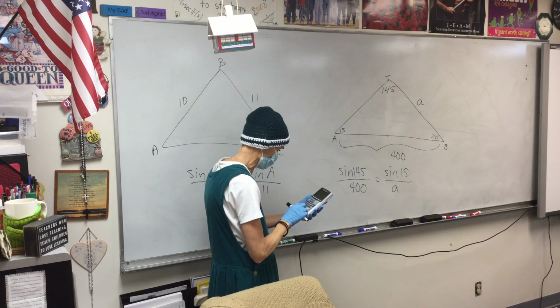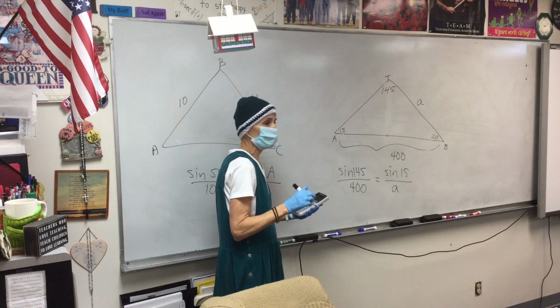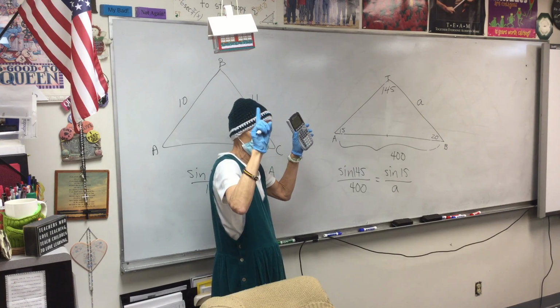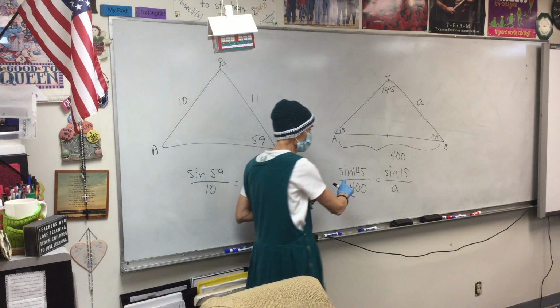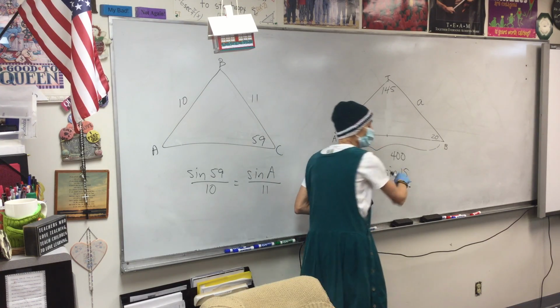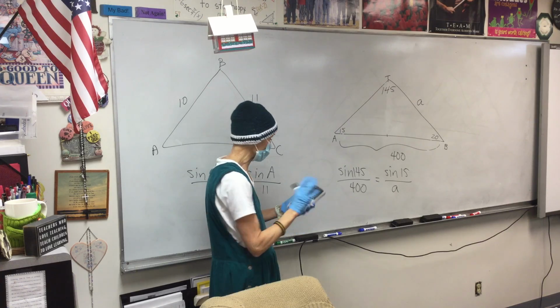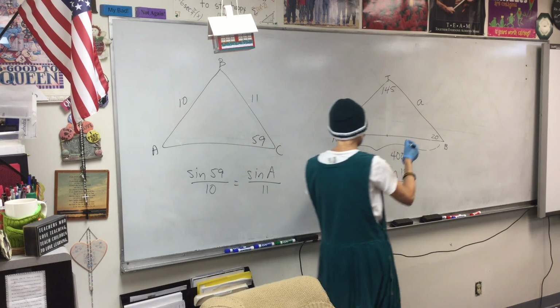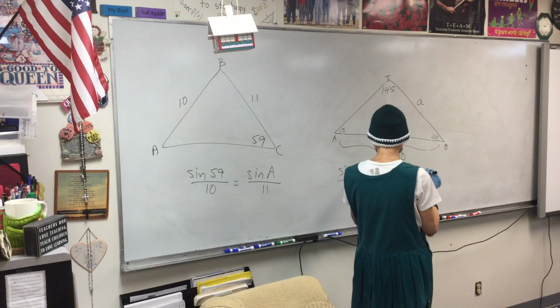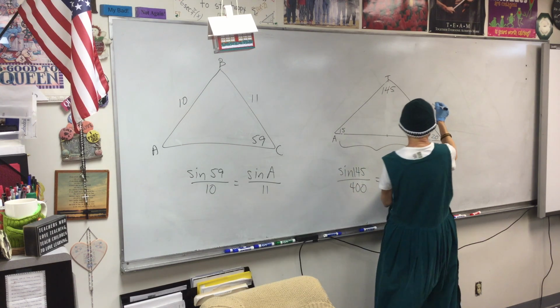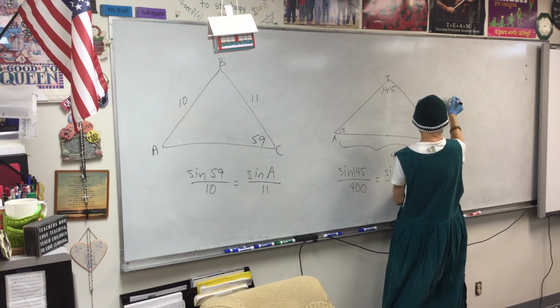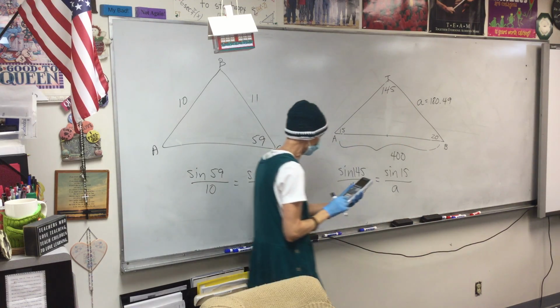Notice my antennas are not up. Because when do my antennas go up? When I'm finding an angle, and I'm not. So I'm not worried about anything. I'm just typing away, and I got 180.49. I don't know, I was talking and typing. Did I do that right?